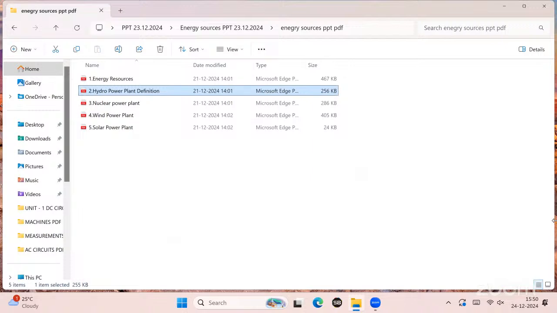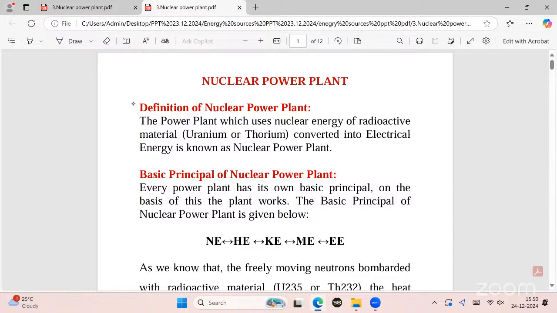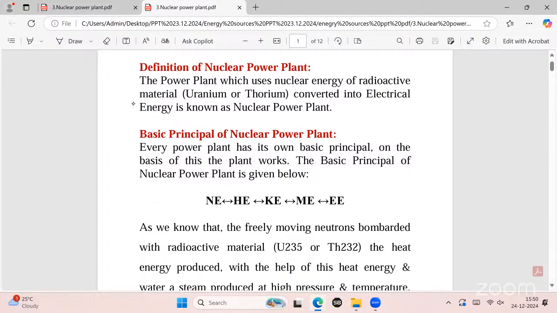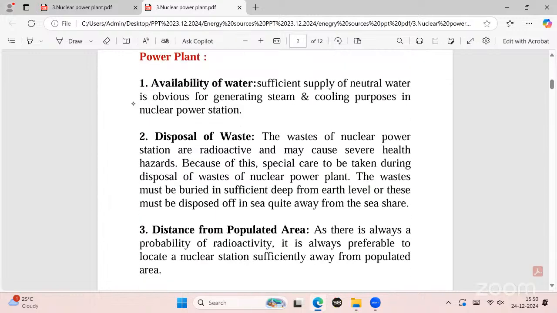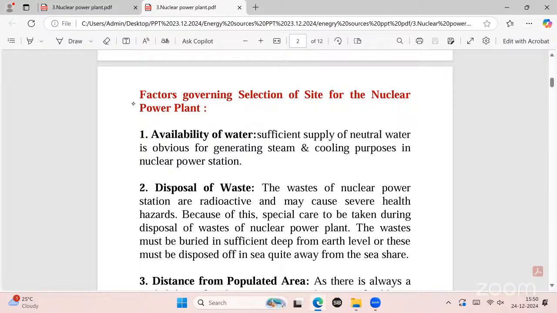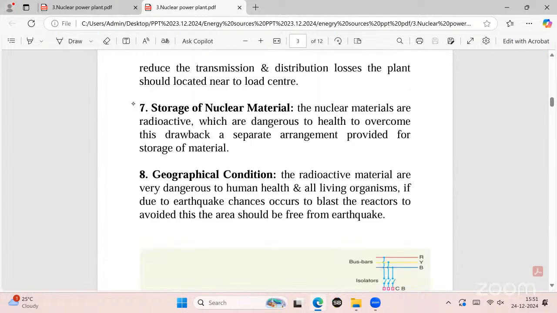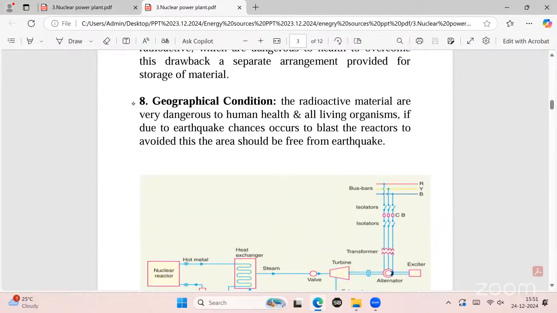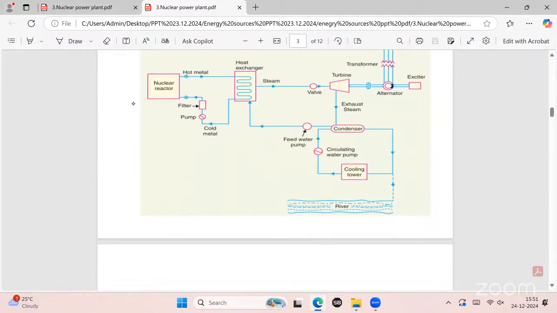Next one, nuclear plant, a 10 marks question. Nuclear plant definition, basic principle, site selection. Again, site selection is very important: where we have to select the site to install a nuclear power plant. Availability of water, disposal of waste material. So all these 8 points. This is the layout diagram.